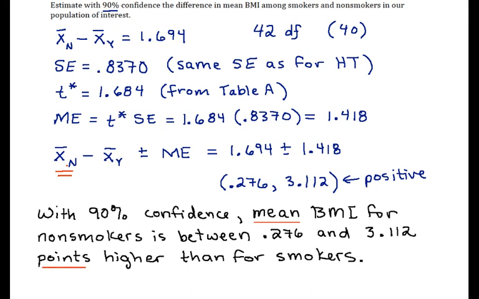Higher than for smokers. Make sure again that our interpretation of a confidence interval, if it's for a difference of two means or a difference of two proportions, makes it clear which is higher than the other. If our interval is consistent like this, it's consistently positive, one of these is consistently higher than the other, we need to make sure that that is clear from our statement.